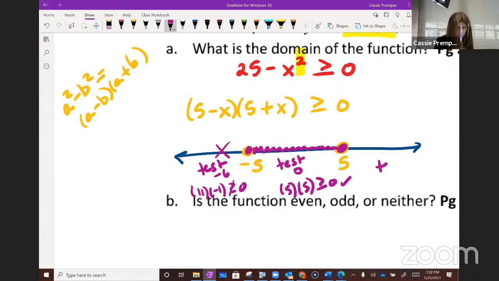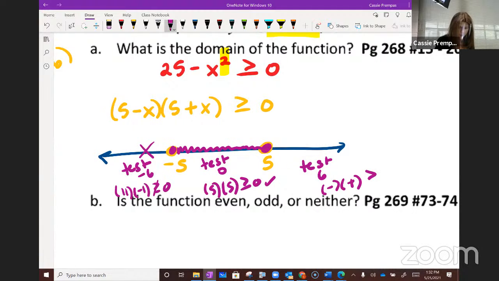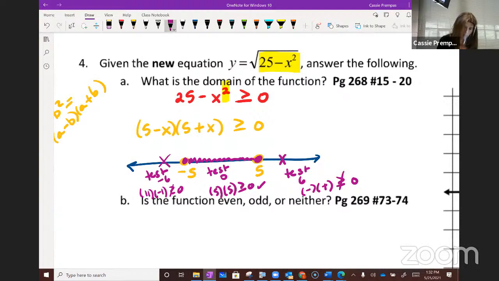And then if I test a number to the right of 5, like 6, I would have 5 minus 6 is a negative, 5 plus 6 is a positive. That is not greater than or equal to 0, so nothing works here. So my domain for this function includes everything from negative 5 to 5.